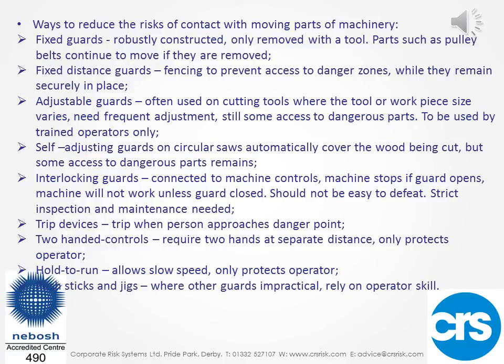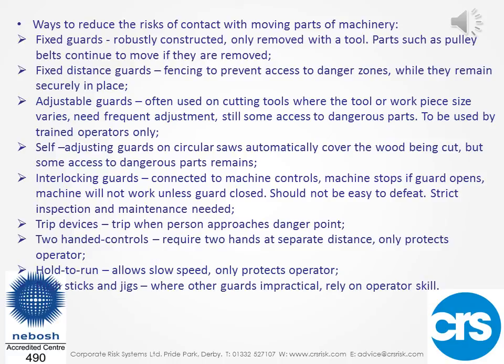Interlocking guards are connected to the machine controls, so the machine stops if the guard opens and won't work unless the guard is closed. They should not be easy to defeat and will need strict inspection and maintenance to make sure that the interlock guards do work as intended. Trip devices trip out when a person approaches a danger point but don't actually protect the dangerous working zone itself.